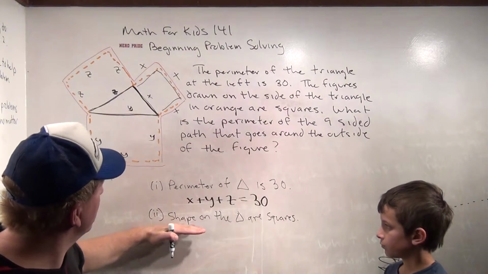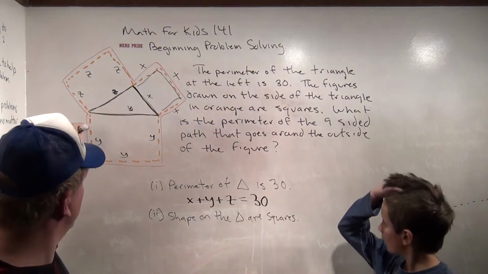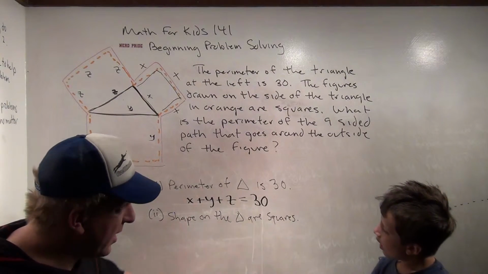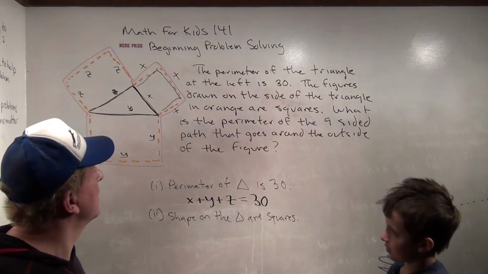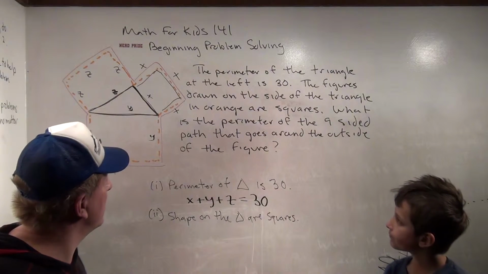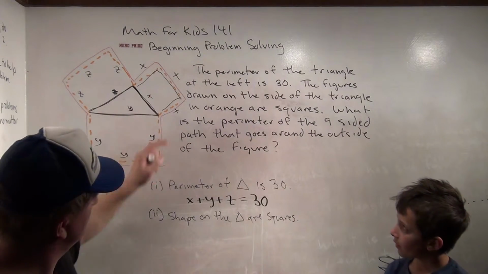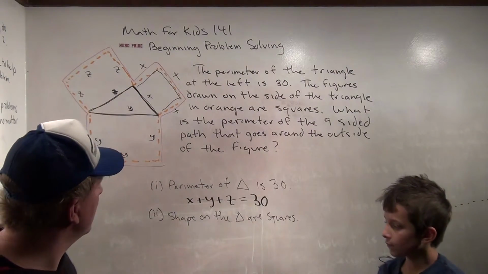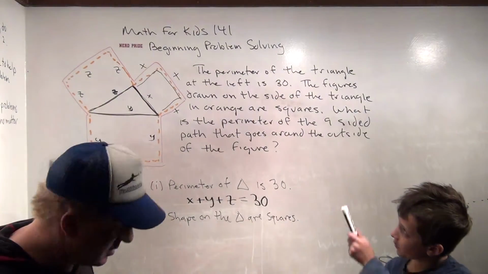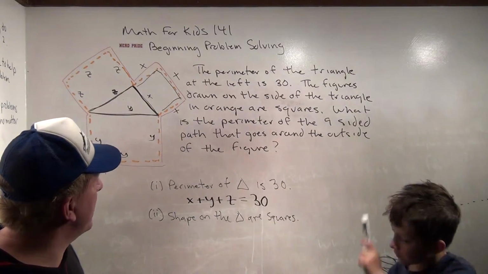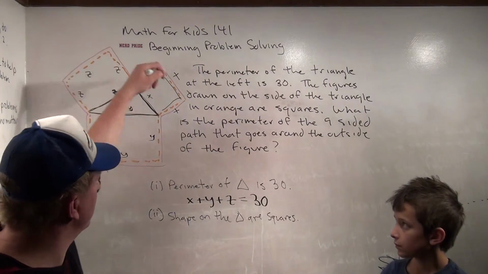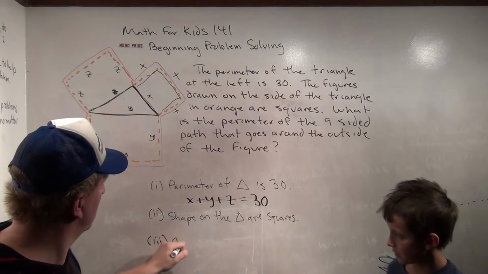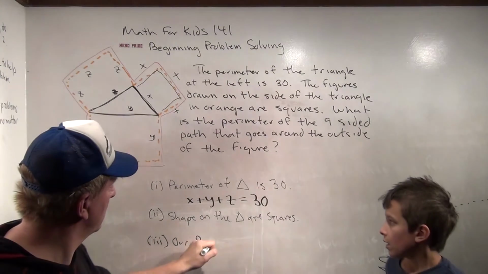Then we said, hey, well, it said that these little shapes drawn on the side are squares. And we know an important thing about squares is that all the sides are the same. So we labeled x's and y's and z's. Now what are we trying to find? The perimeter of the 9-sided shape, which is this pink line that goes around. And what is that perimeter? It's 3x plus 3y plus 3z.